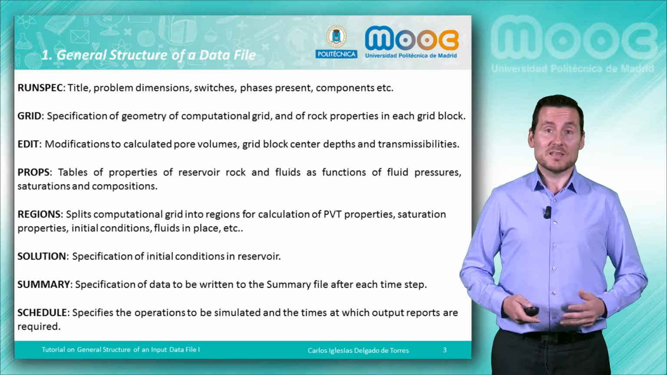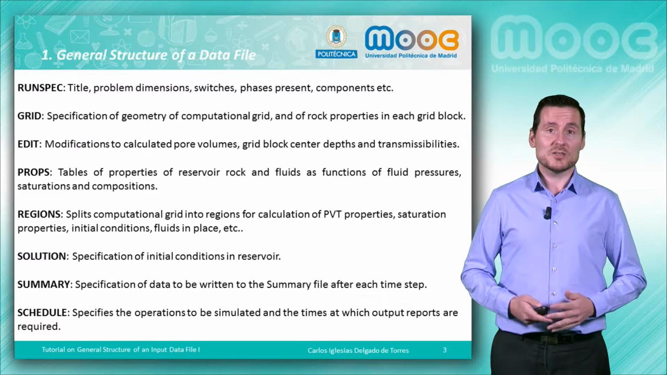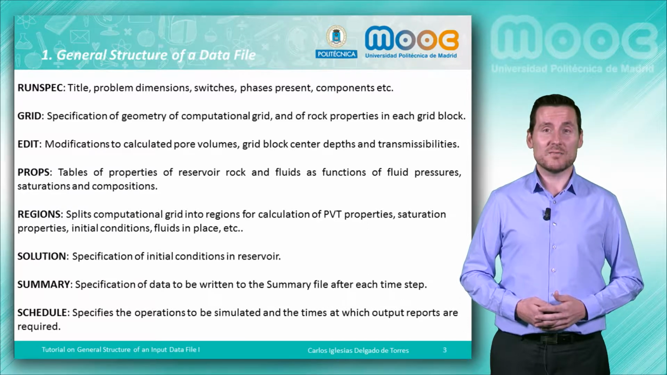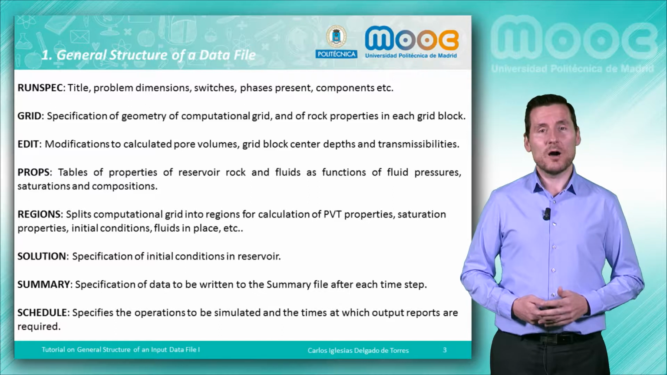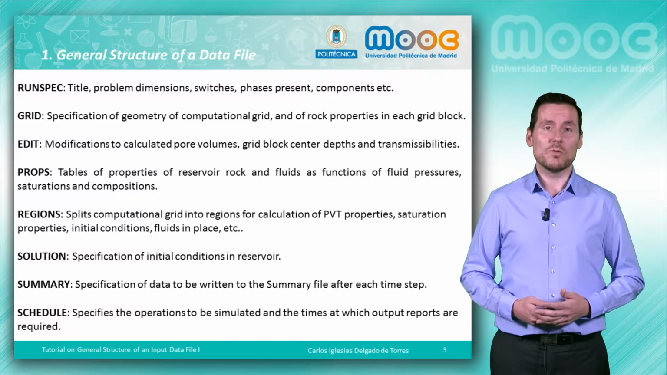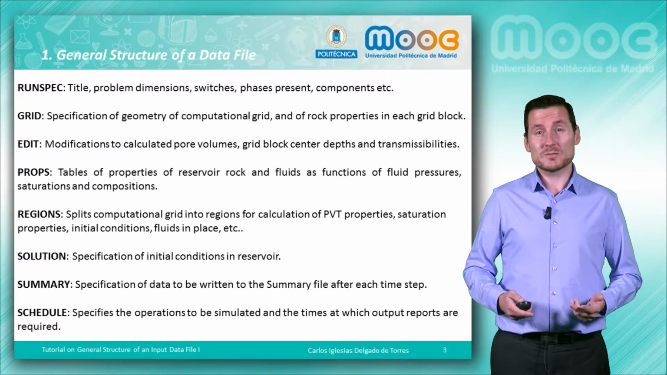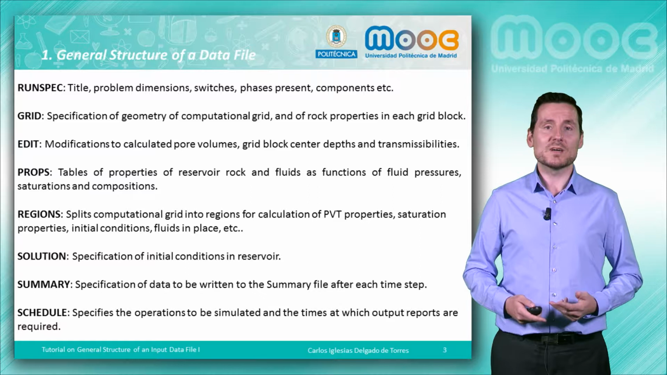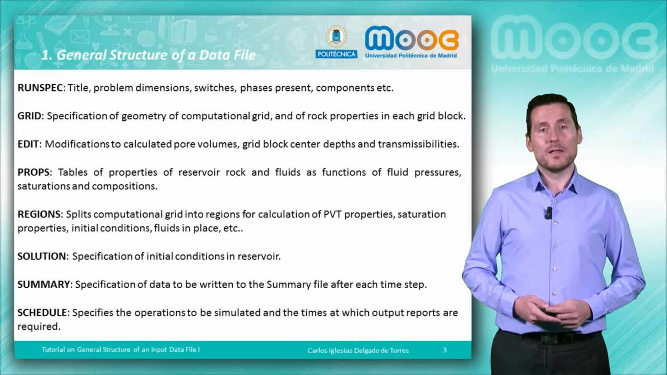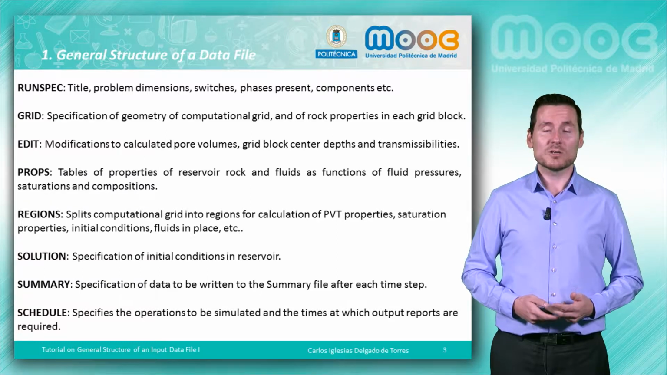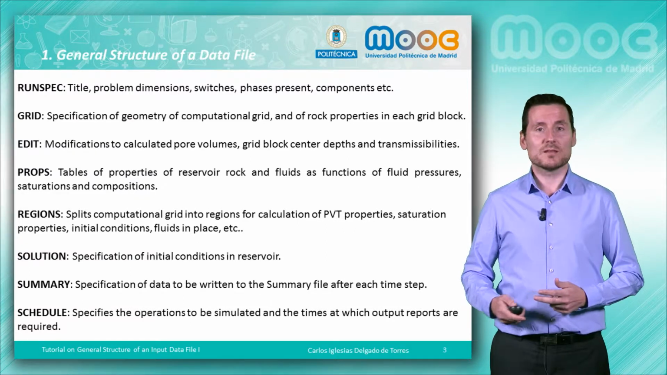SUMMARY is the next section, and like the EDIT section, it is not mandatory to be defined in an Eclipse data file. Here is where you specify the output data and vectors you are interested in about your model. As you can imagine, it is not mandatory in order to run the model, but if you don't specify any output, you will not be able to understand and analyze your model. The last section is SCHEDULE. This is the only section where the order of the keywords is important. The information to be input in this section is very related to the operations to be simulated at a specific point in time, to put in new wells or change rates.